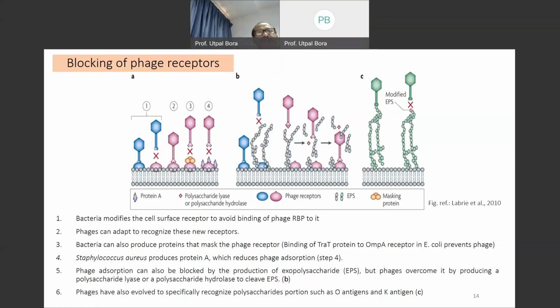Then phage adsorption can also be blocked by the production of exopolysaccharides, EPS. Okay, you can see in this figure the EPS being produced. But phages overcome it by producing a polysaccharide lyase enzyme or a polysaccharide hydrolase to cleave the EPS. So you see, as we were telling in the beginning, they fight with one another, and they evolve their own mechanisms to overcome the strategy developed by the other. So here in this case, the bacteria is utilizing exopolysaccharide. The phage is trying to overcome it by producing an enzyme or group of enzymes which can hydrolyze or cleave that particular EPS. Now, there is a sixth strategy. Phages have also evolved to specifically recognize polysaccharide portions such as the O antigens and the K antigens.